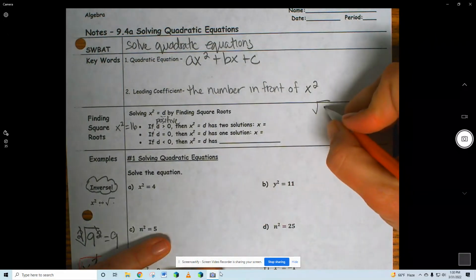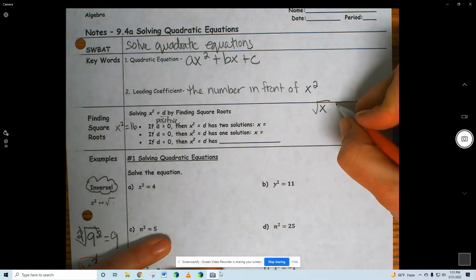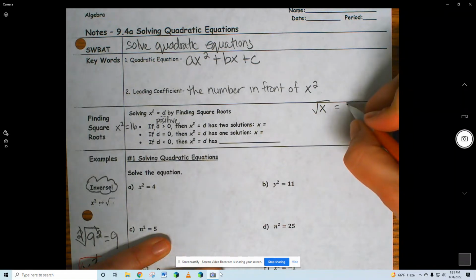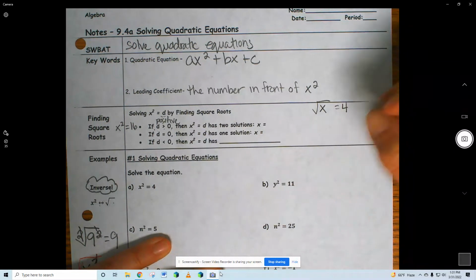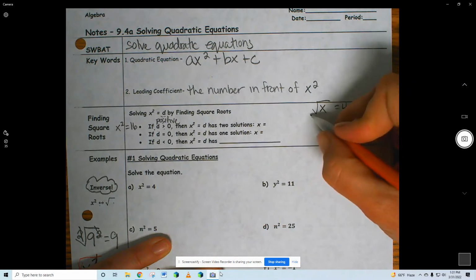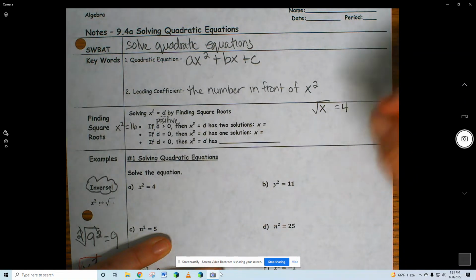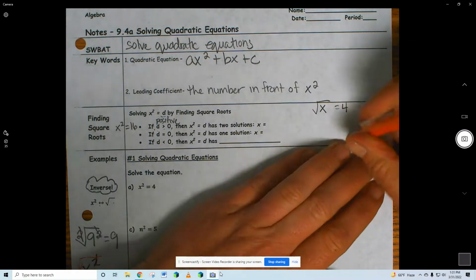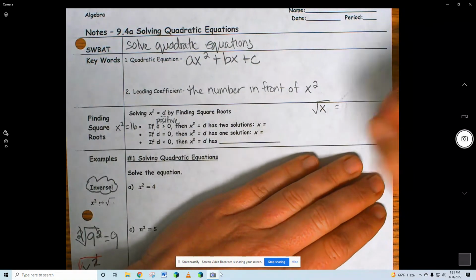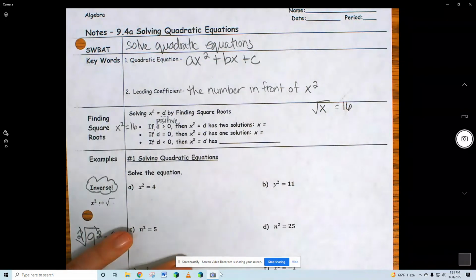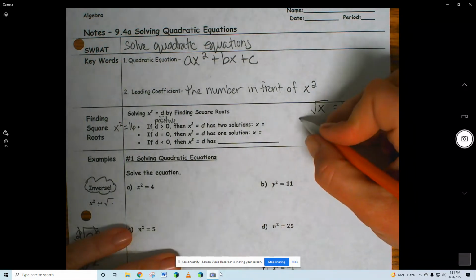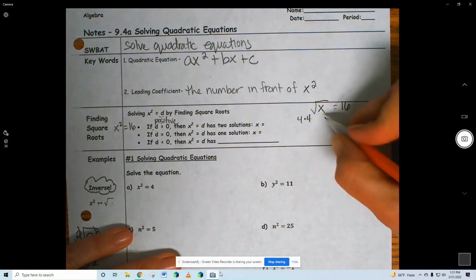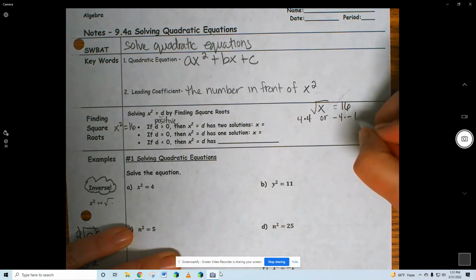Well, if I had the square root of x, and I was trying to think of what I could put in there to get a 16. What could I put underneath this square root and get a positive 16 out? What two things multiply to make positive 16? Two negatives or two positives. So I could do 4 times 4, or it could be negative 4 times negative 4.